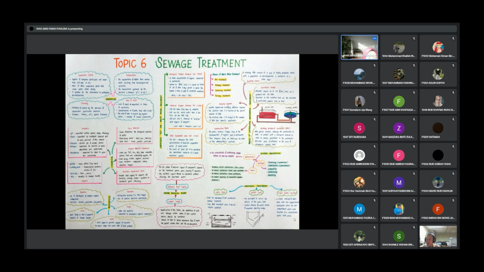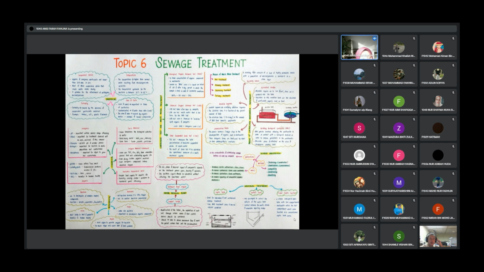Okay. There are two factors of physical plant. It is treatment plant layout and conduit. Next, for process of wastewater treatment. First, pre-treatment, primary treatment, secondary treatment, and tertiary treatment.